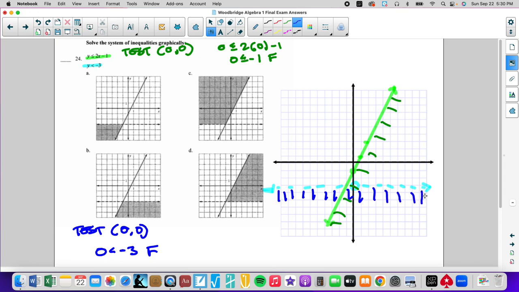So where do we get true, true? This is false for green, false for blue. This is true for green, but false for blue. This is false for green, but true for blue. And this is going to be true for blue and true for green. So my shaded region is going to be here, with a dotted line for the blue equation and a solid line for the green equation. Which one of those looks like my solution? B. Yeah, that's B. Dotted line for the horizontal, shaded in this area, solid line. So that would be B.